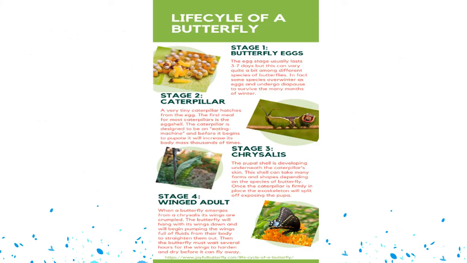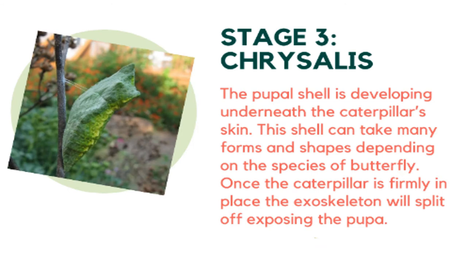The next stage is stage 3, chrysalis. The pupal shell is developing underneath the caterpillar skin. This shell can take many forms and shapes depending on the species of butterfly. Once the caterpillar is firmly in place, the exoskeleton will split off, exposing the pupa. In this stage, as soon as a caterpillar is done growing and they have reached their full length or weight, they form themselves into a pupa, also known as a chrysalis.